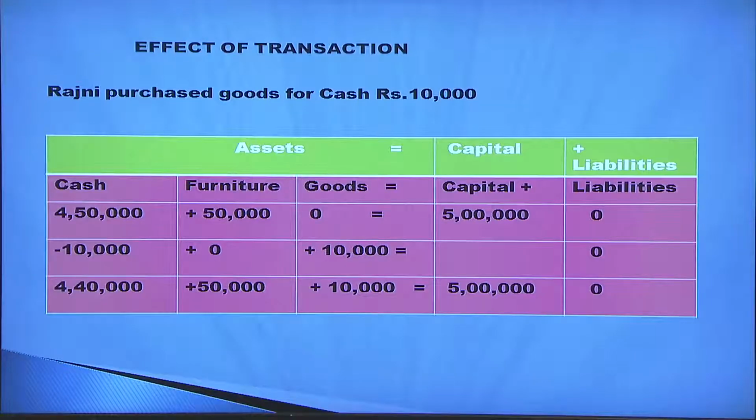Rajni purchased goods for cash. Here goods can be included under assets. Purchase goods for cash rupees 10,000. So, cash is going, so minus 10,000, effect of this transaction in the cash column, plus 10,000 in the goods column. So, new accounting equation is 4 lakh 40,000 as cash plus furniture 50,000 plus goods 10,000. So, that will come to 5 lakh on the asset side. In the liability side, that is capital plus liabilities, capital 5 lakh. So, here also accounting equation is satisfied.